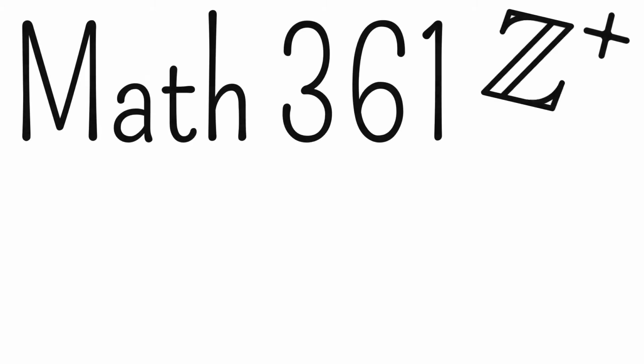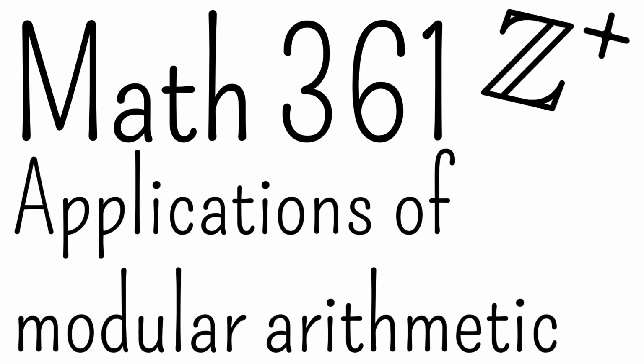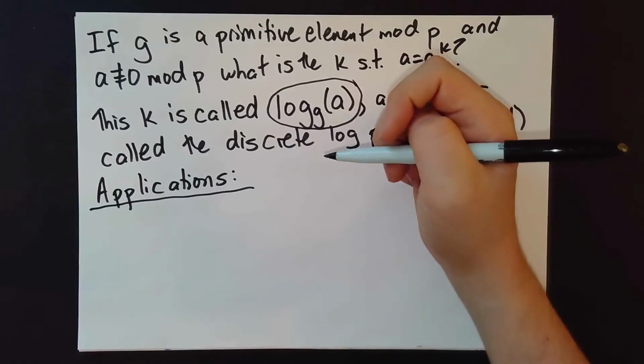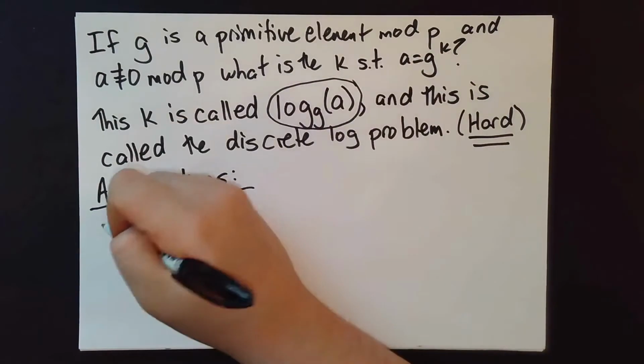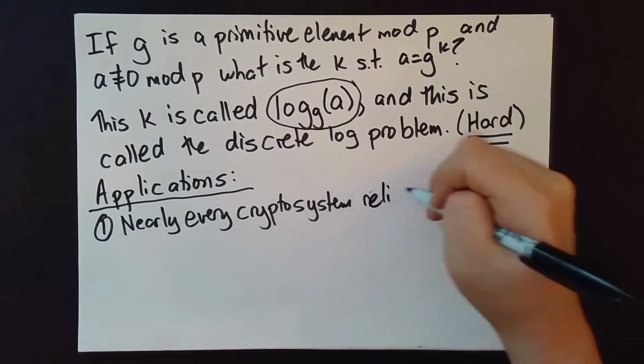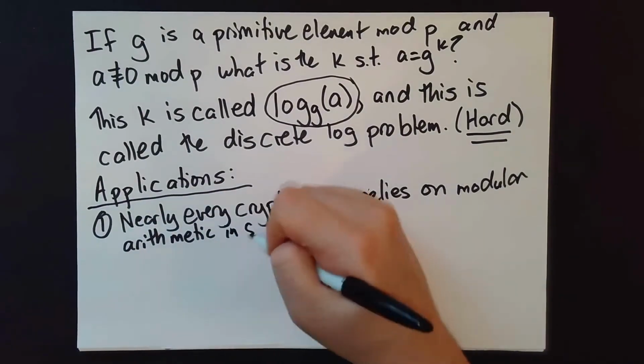So that's the basics of modular arithmetic, and particularly an emphasis on why working modulo primes is so nice. We'll talk again more about working modulo composite numbers later, but I wanted to talk a little bit about applications of modular arithmetic, both on the theoretical side and the computational side. Now, first off, I should note that nearly every cryptosystem relies on modular arithmetic in some fashion.